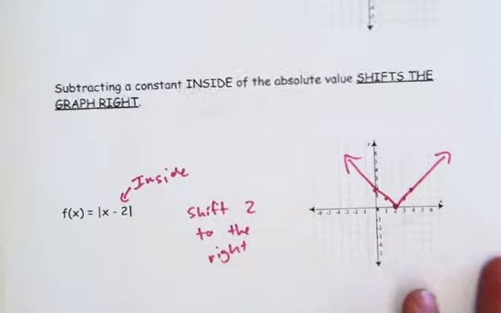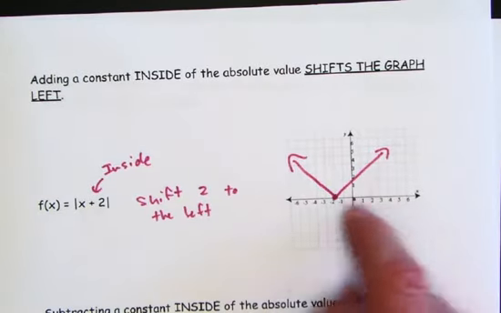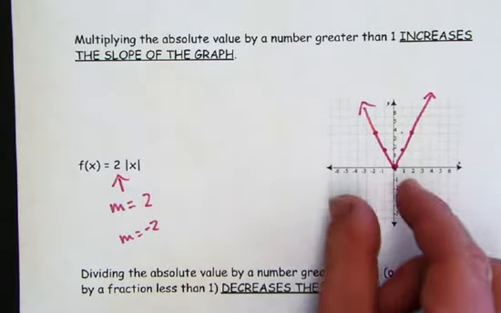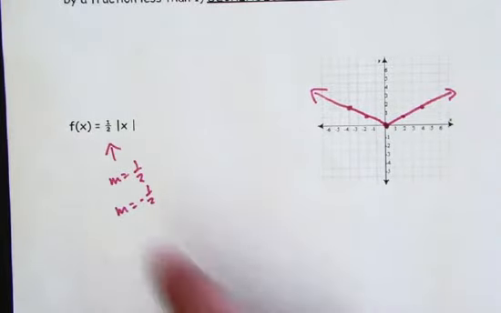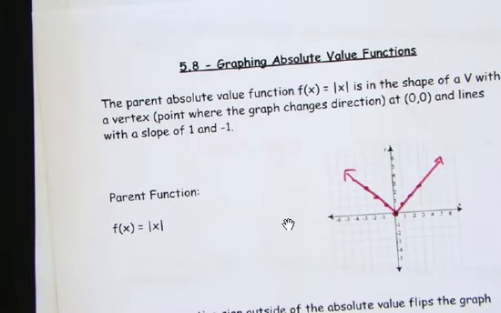If we add inside, it's going to shift it to the left. I'm sorry, I was looking at the bottom one. If we subtract inside, it's going to shift it to the right. And then finally, if we multiply by a number greater than 1, it's going to make it narrower. It's going to increase the slope. Multiply by a number less than 1, that's like multiplying by a fraction or dividing. It's going to make it fatter. That's all we need to know about absolute value functions and their graphs.